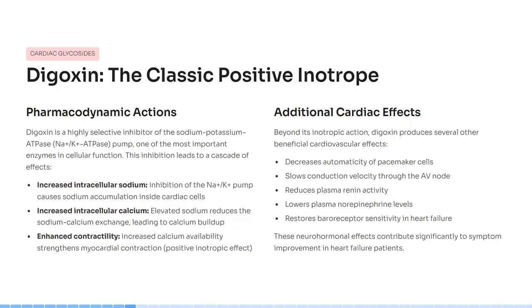It also decreases the automaticity of pacemaker cells. It slows conduction velocity through the AV node. It lowers plasma norepinephrine levels. And it restores baroreceptor sensitivity in heart failure. It also reduces plasma renin activity. So these neurohormonal effects contribute significantly to symptom improvement in heart failure patients.